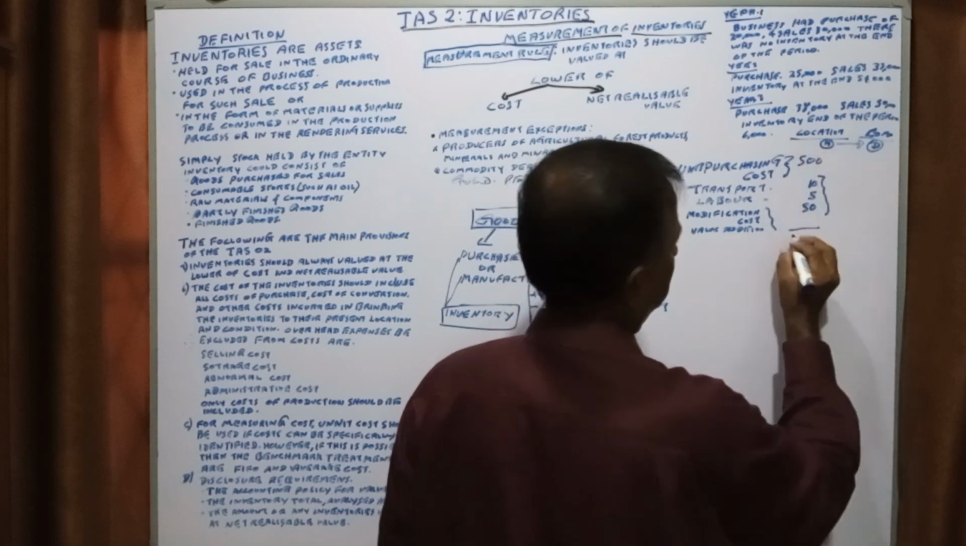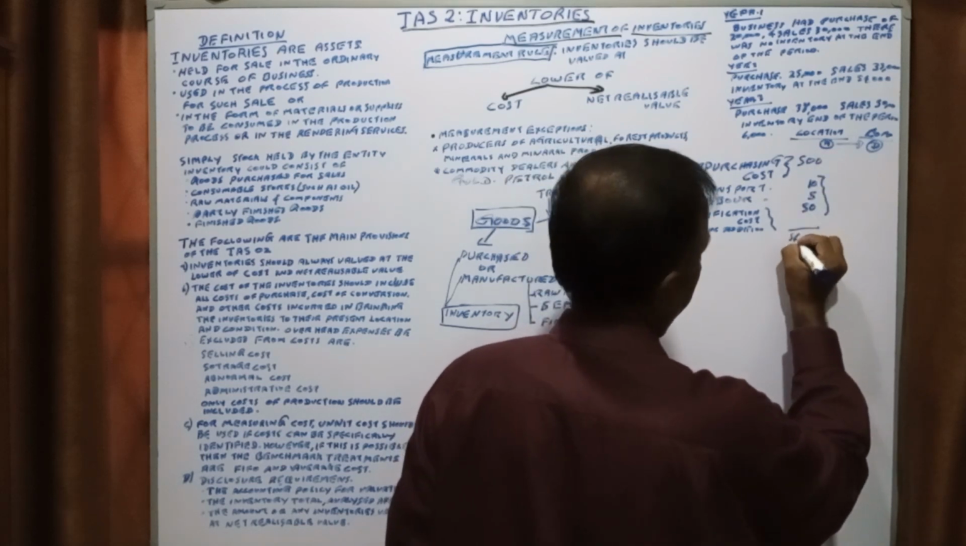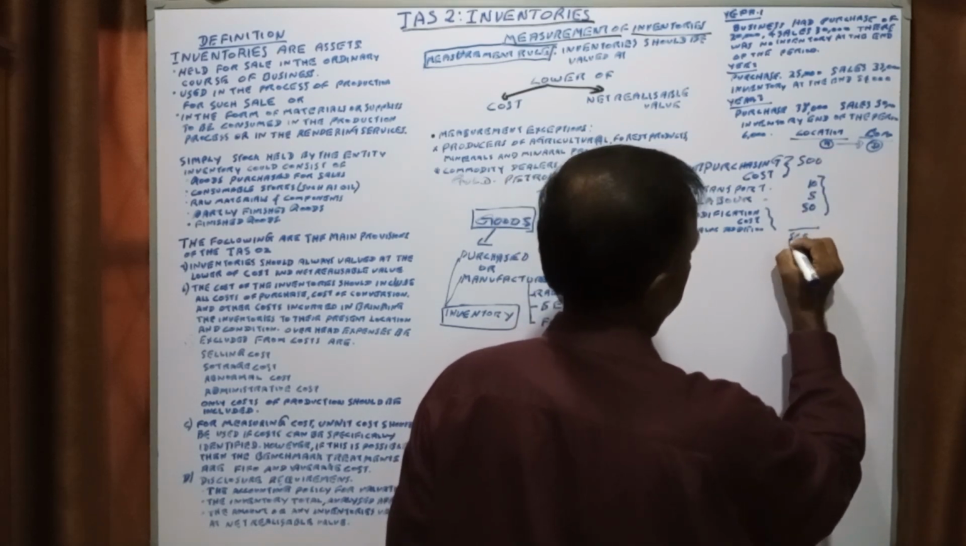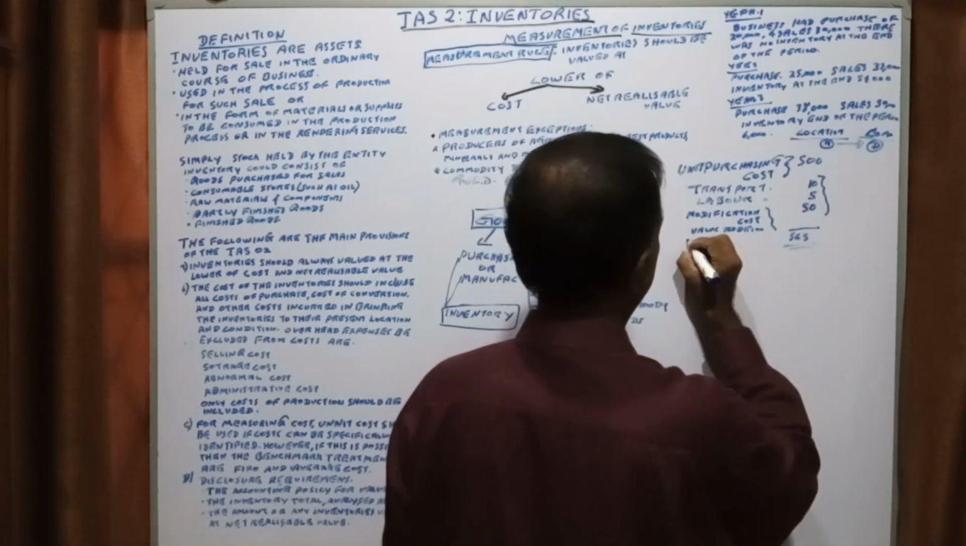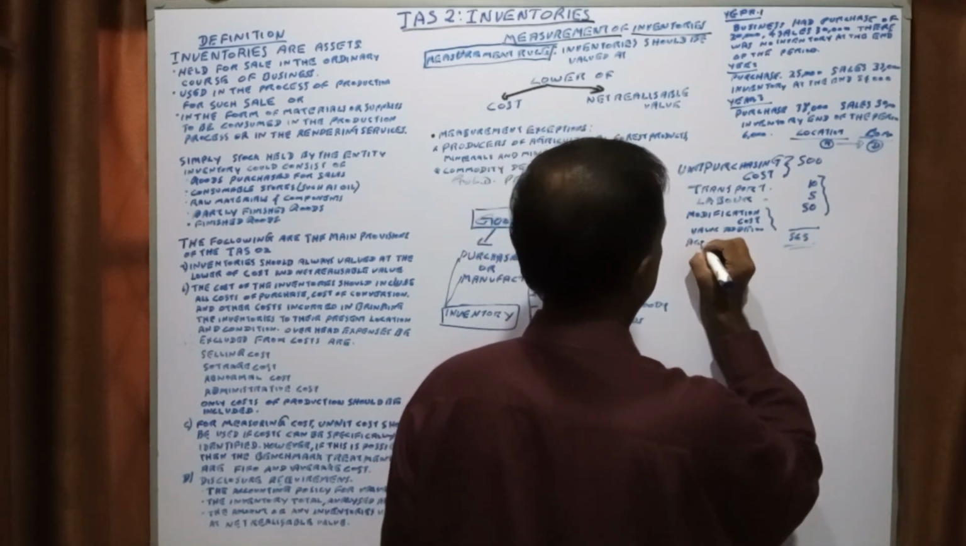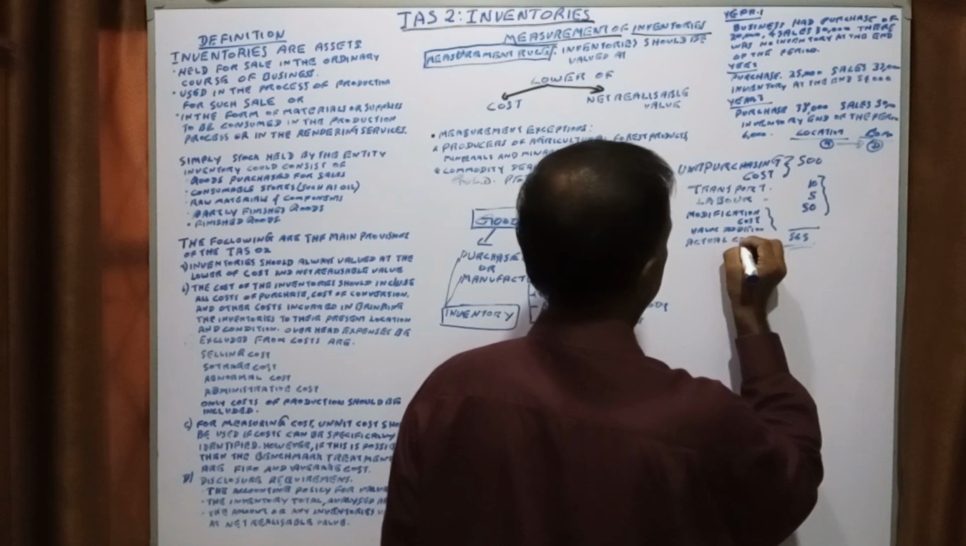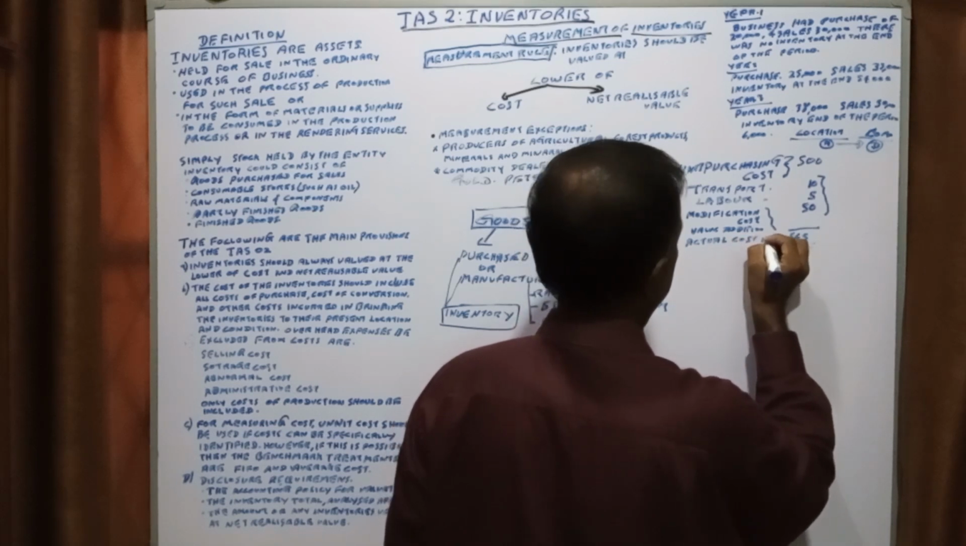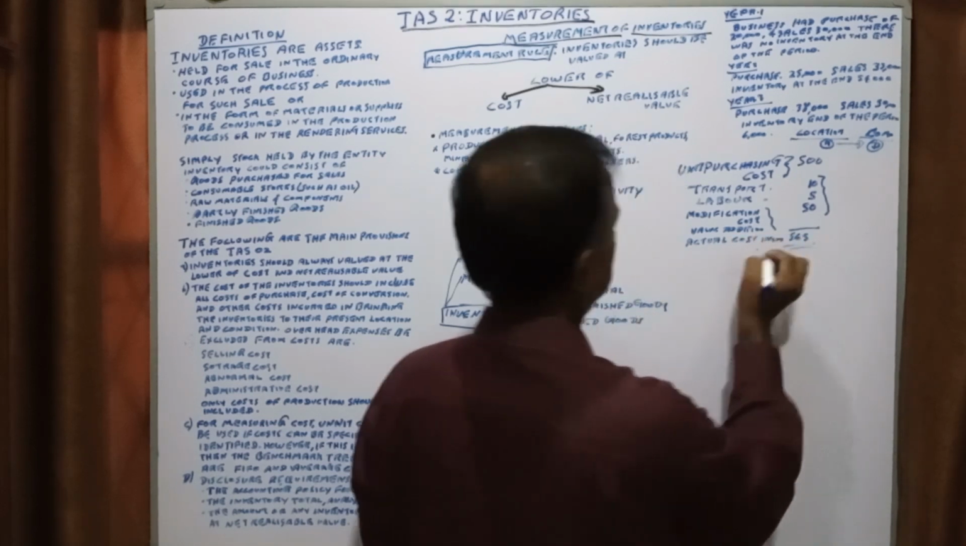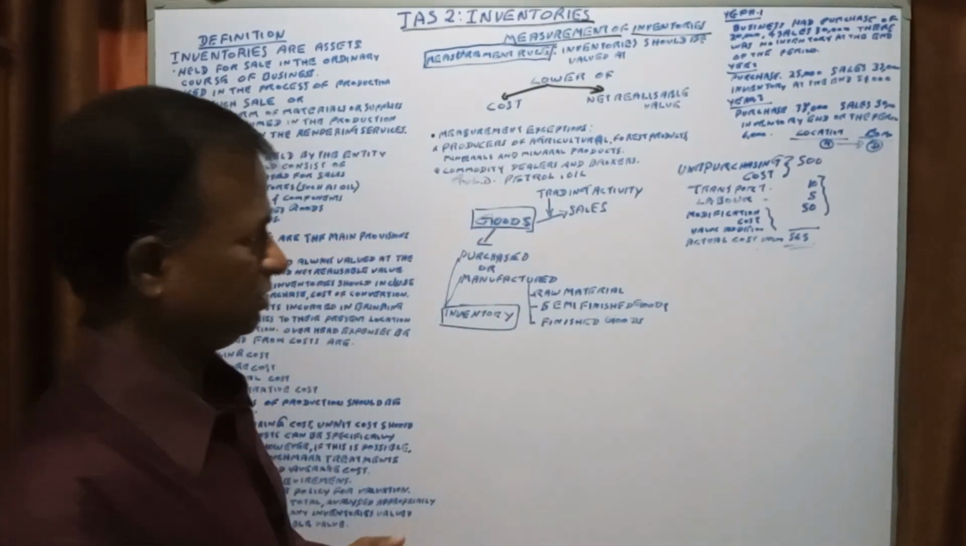So that is 565. This is the actual cost of the production. Actual cost incurred. This is the actual cost incurred.